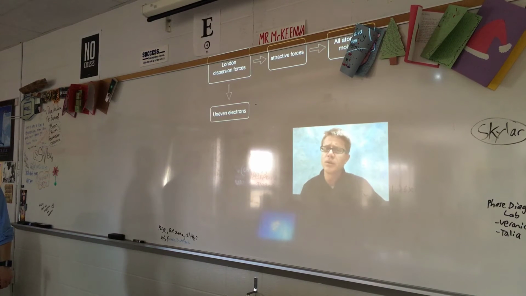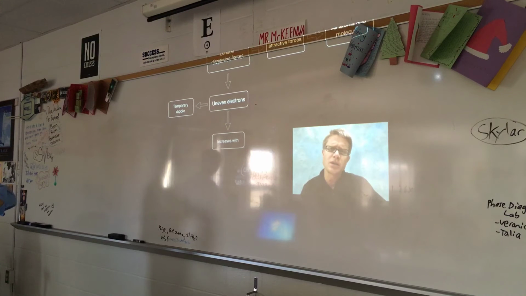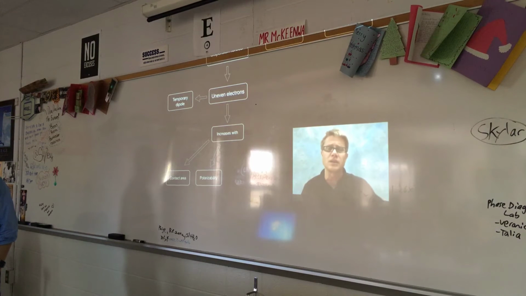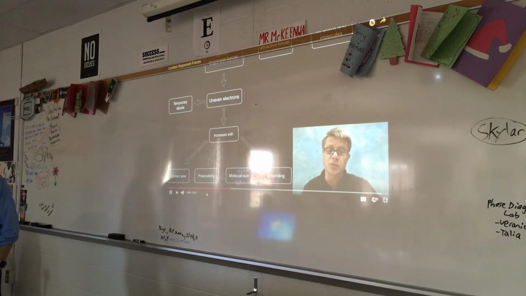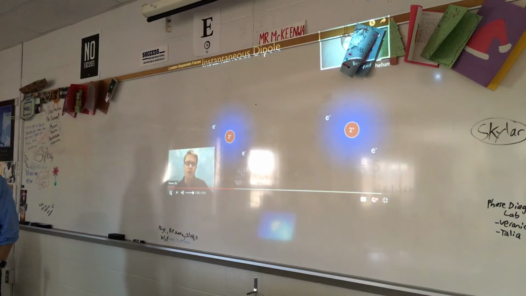Really important. What really develops them are uneven electrons. As the electrons are distributed unevenly, they create what are called a temporary dipole. Those are going to be a molecule that has a charge. It has a positive and a negative charge. These are going to increase as we increase the contact area between the molecules. Also, as we increase their polarizability, which is going to be the squashiness of a molecule. Generally, the more electrons you have, the higher this is going to be. And so as we increase molecular size, we're going to increase these dispersion forces. And finally, pi bonding, which is going to be where orbitals overlap. If we have more pi bonding, we're going to increase.